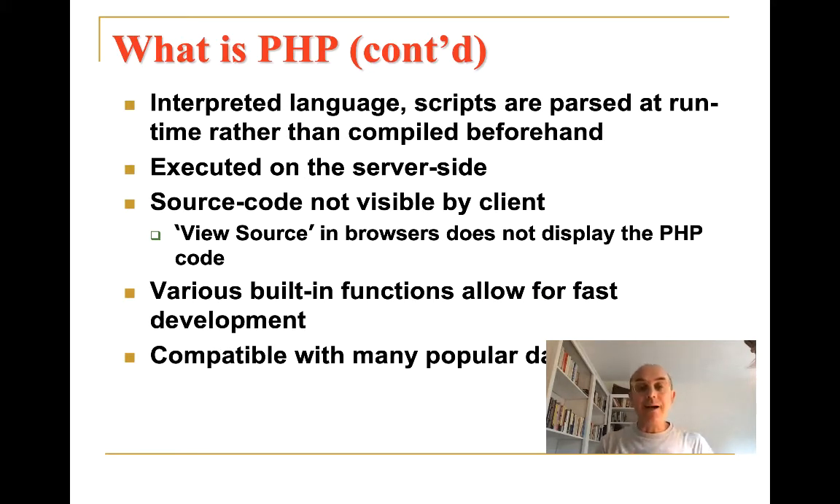So it is an interpreted language, which means the script is parsed at runtime and can be compiled beforehand. Execution of the script has to be on the server side, and that's why we are not going to test it on our own desktop. We cannot do that. We need to upload it to the server to see the execution of it. So it is source code not visible to the client.